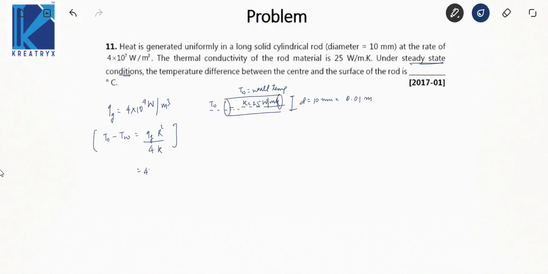Q generation is 4 into 10 raised to the power 7 watt per meter cube. R, this is the radius, not the diameter. Be careful, you have to put in the radius. So R is 0.005 meter, upon 4 into K, which is 25 watt per meter Kelvin. It comes out to be 10 degrees Celsius. So this was the first method, that is directly formula based.